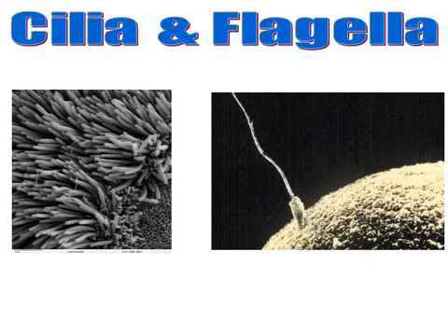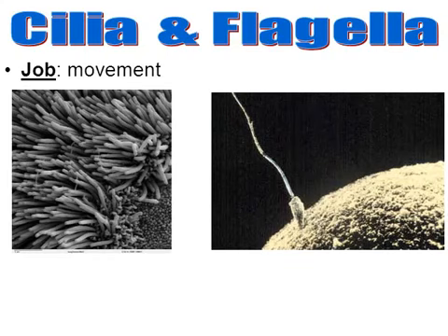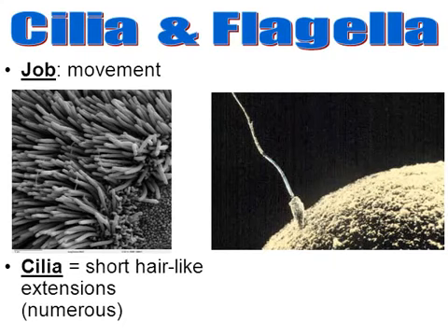A couple other cell parts I want to mention are used in movement, and that's the job of cilia and flagella. Now, not all cells move, so not all cells have cilia and flagella. But if cells move, they probably have either cilia or flagella. So the picture on the left shows the cilia, short hair-like extensions. There's numerous, hundreds and thousands of them per cell. Way too many to count. Very short, stubby, almost look like eyelashes. They're so short and stubby.